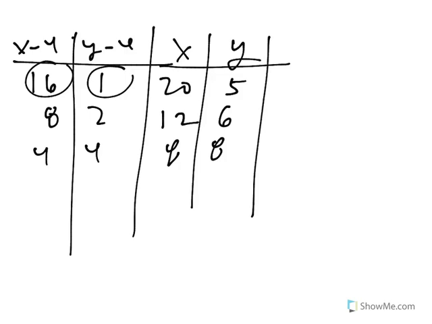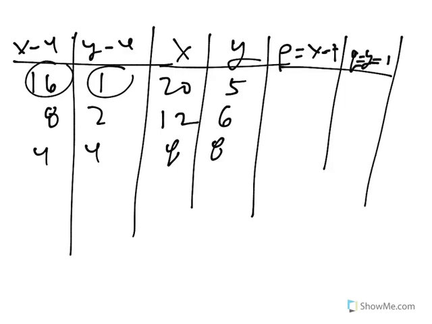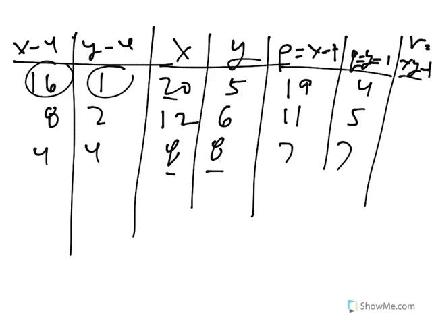Now we do 3 more columns. P is going to be x minus 1. Q is going to be y minus 1. And something called R is going to be xy minus 1. And when you do that for all these, this becomes 19 and 4, this becomes 11 and 5, this becomes 7 and 7. I'm just taking away 1 from each of these numbers. And then if I multiply these numbers and take away 1, I get 99. 12 times 6 is 72, so that's 71. 8 times 8 is 64, that's 63.